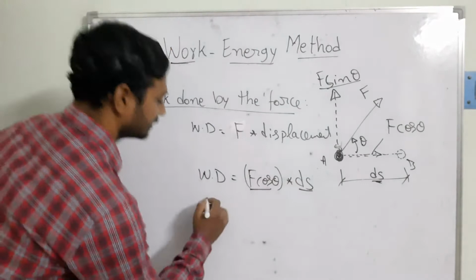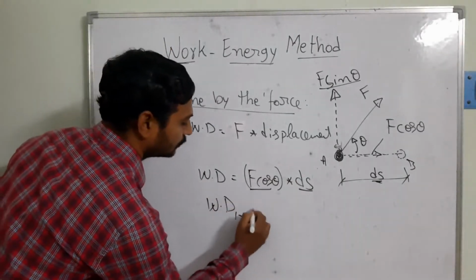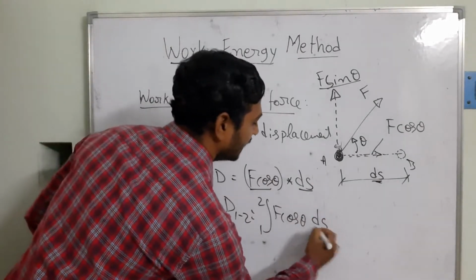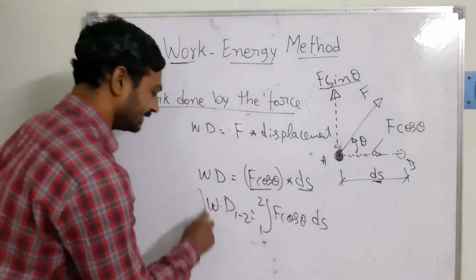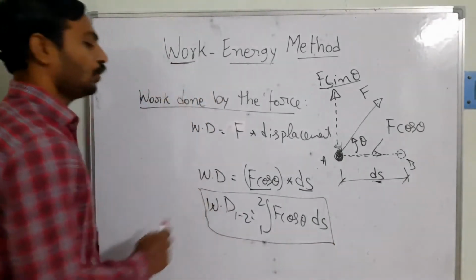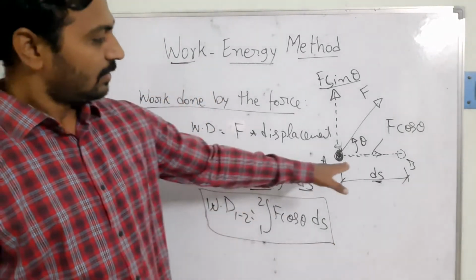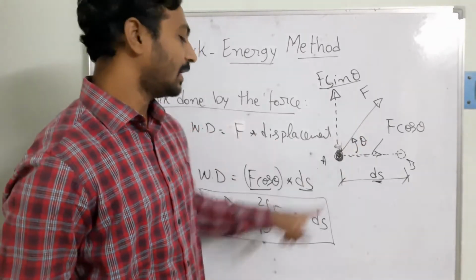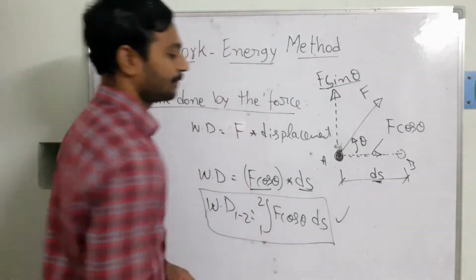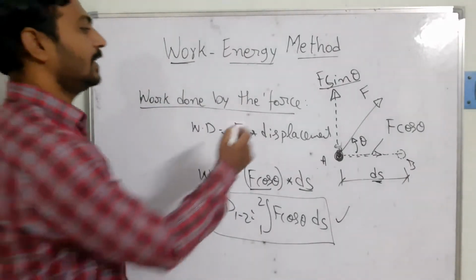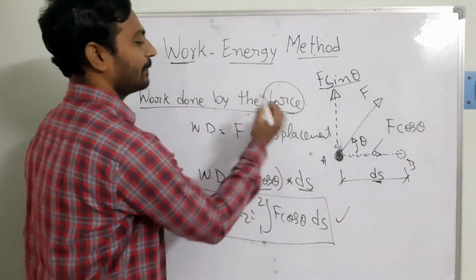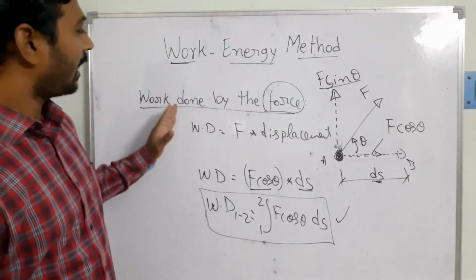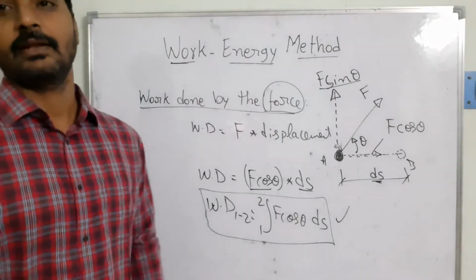the same equation gives work done from 1 to 2 equal to the integral from 1 to 2 of F cos theta ds. From this equation I can calculate the total work done by the force, or the total work experienced by this particle. Is that clear? So when a physical force is acting on a particle, this is the way we identify the work done.